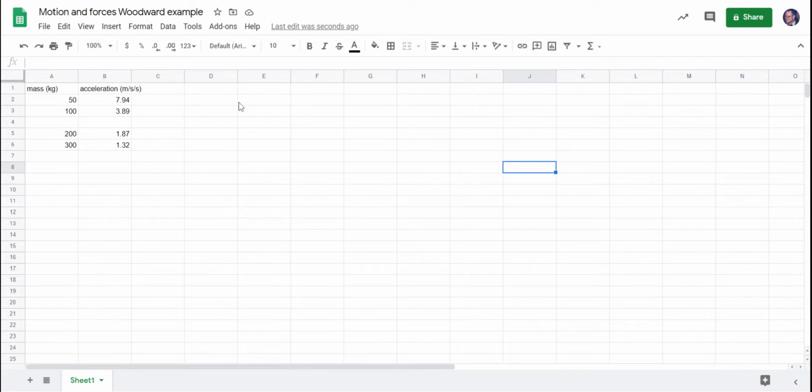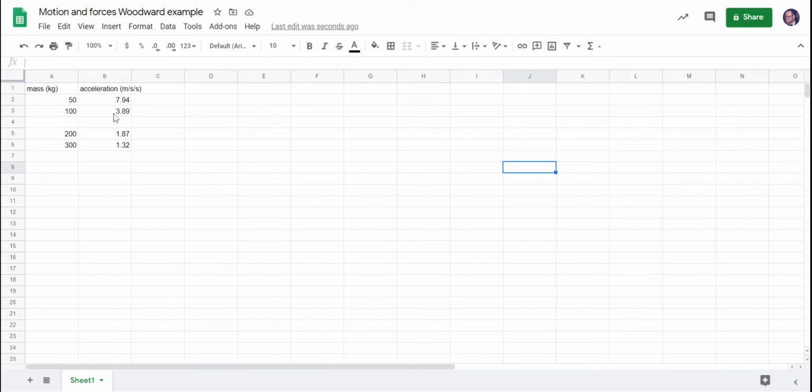So first things first, please name your sheet something to where you and your teachers are going to know what it is. Okay, you can see I named mine Motion and Force Woodward Example. You can name yours whatever you want, but make sure that you know what it is and make sure that your teachers know what it is.